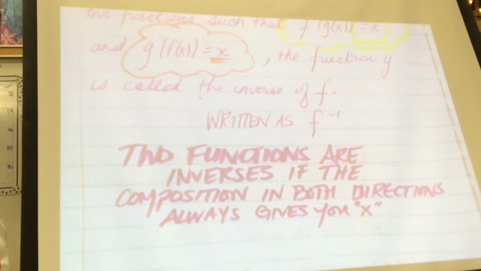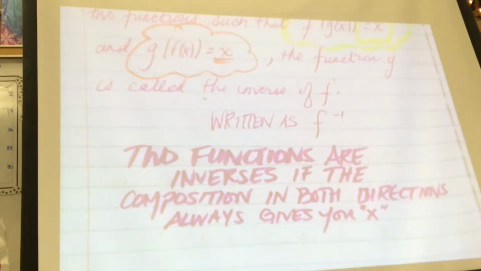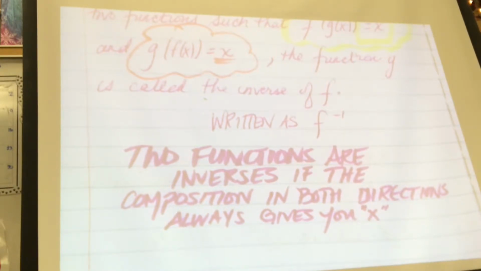So when one function is composed of the other function, that's called a composite function. They are composed of each other. That means one function is inserted into the other one. Okay? So all we're going to do is take one function and put it into the other function and see if we get an x. Okay? So what we're doing is something like this.